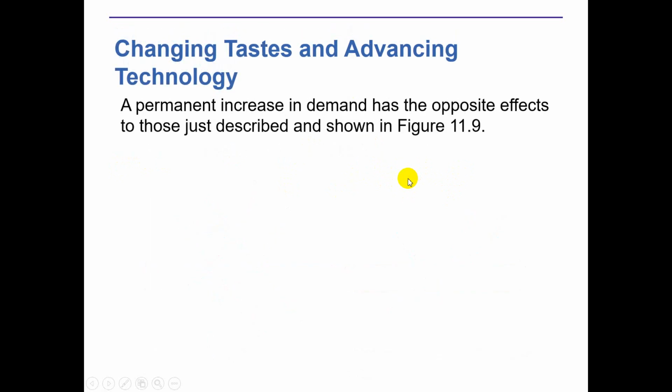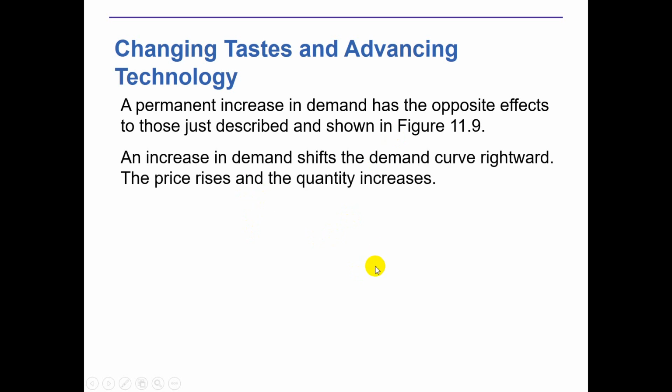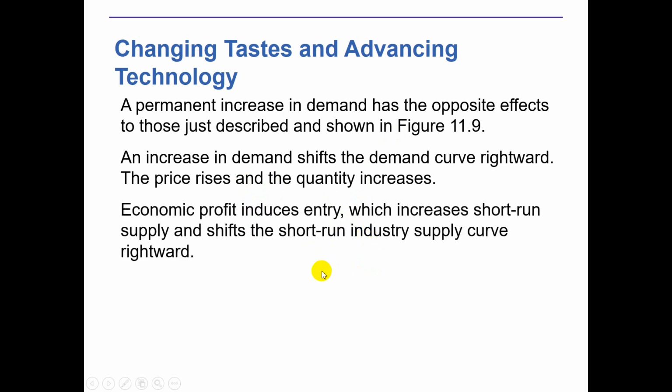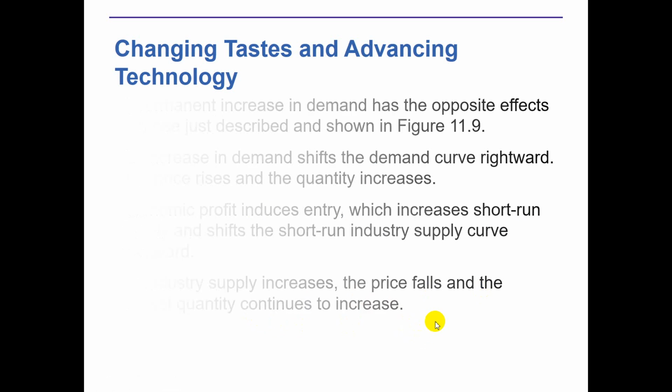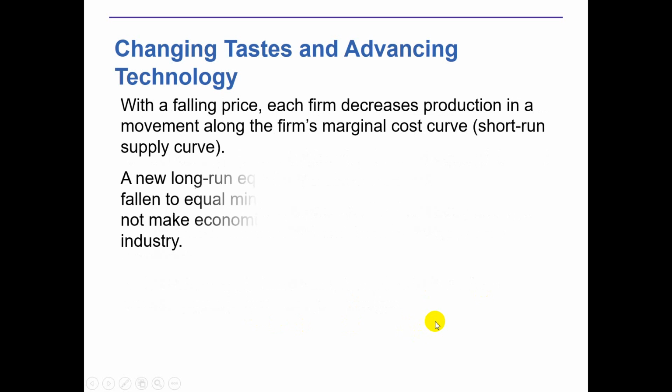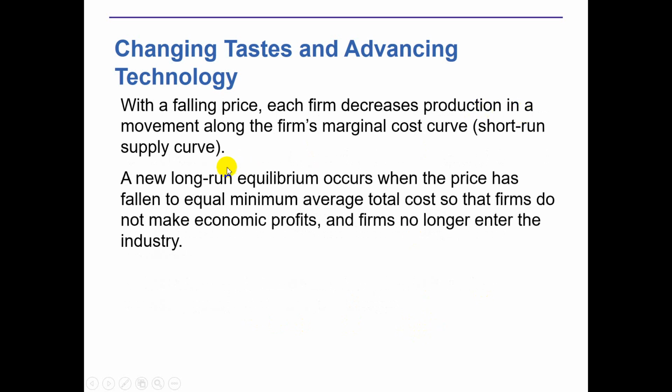So what will happen if there is a permanent increase in demand, which has the opposite effect to those just described in the previous case? If the increase in demand occurs, it will shift the demand curve rightward, and the price rises and the quantity increases. In that case, the economic profit induces entry, which increases short-term supply and shifts the short-term industry supply curve rightward. As industry supply increases, the price falls and the market quantity continues to increase. You can see here, with the falling price, each firm decreases production in a movement along the firm's marginal cost curve, that is the short-term supply curve.